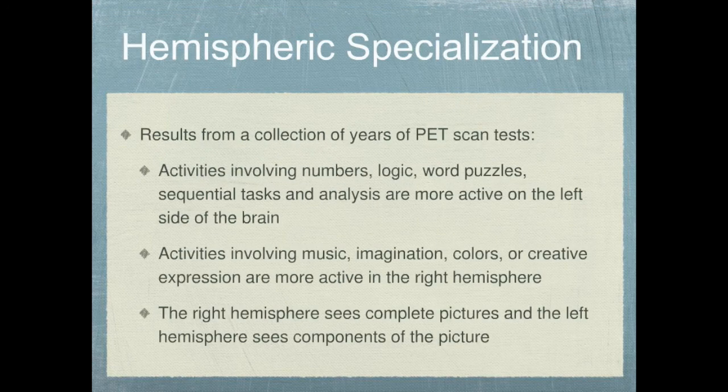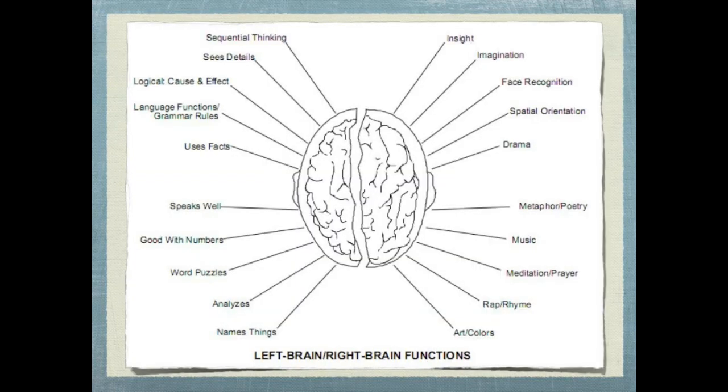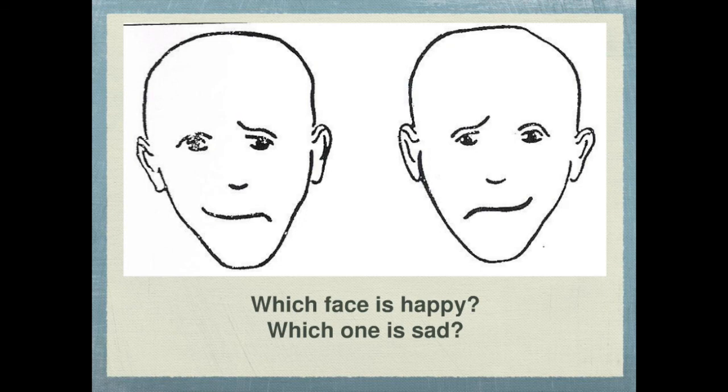Anyway, we know that hemispheric specialization, talked about that, hemispheric dominance. Again, just a repeat. This is an object that's supposed to tell whether you're left brain or right brain, which face is happy, which one is sad. Whichever face is happy is supposed to be your brain dominant side. So if you're seeing the left one as happy, that means you're a right brain dominated person. If you're seeing the right one as happy, then you're a left brain dominated person. But most people just see them both as the same.